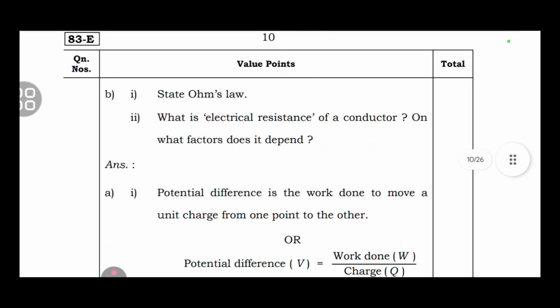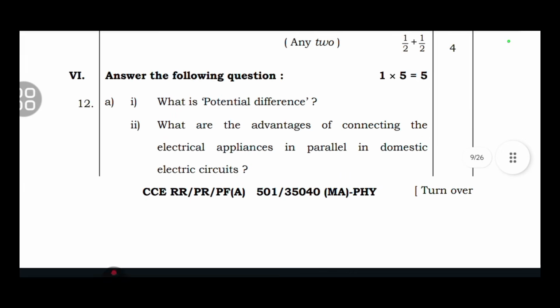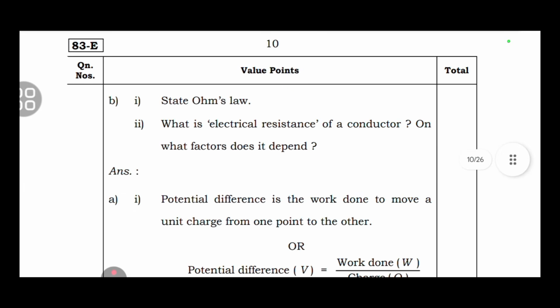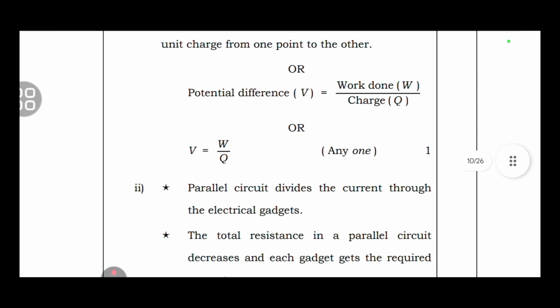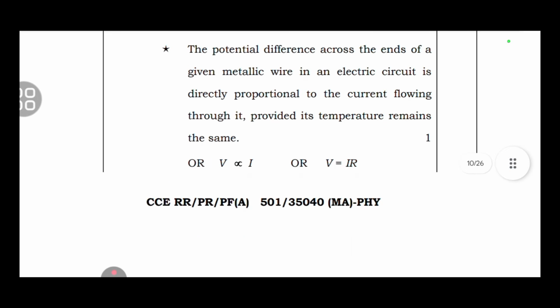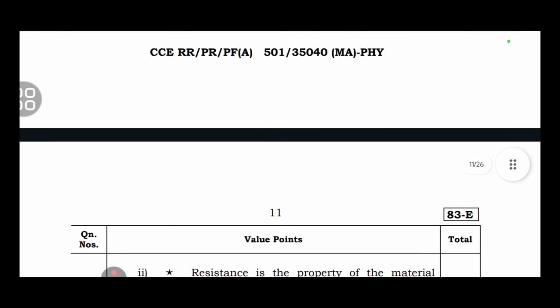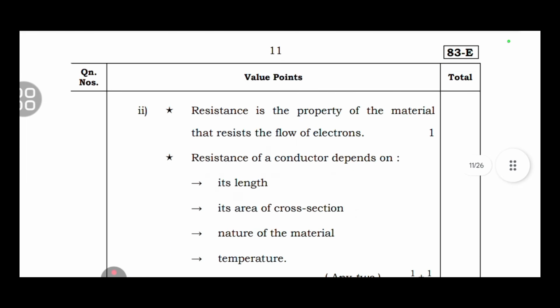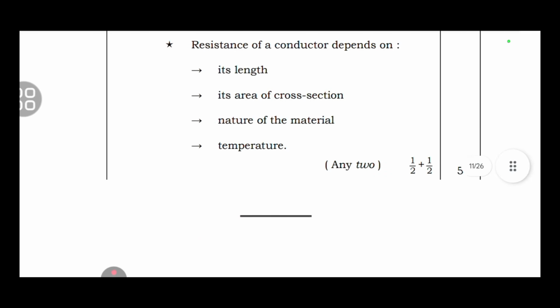In the B section they have 2 questions. The B section states Ohm's law. What is the electric resistance of a conductor? On what factors does it depend? So go on reading these answers. I will be reading just the questions because the answers are clearly written here. You can read those answers and check what you have written, or if you are preparing for the examination, you can write these answers. You will get the full marks.